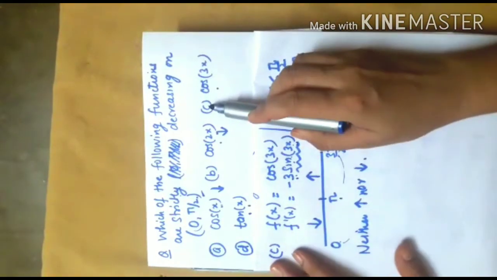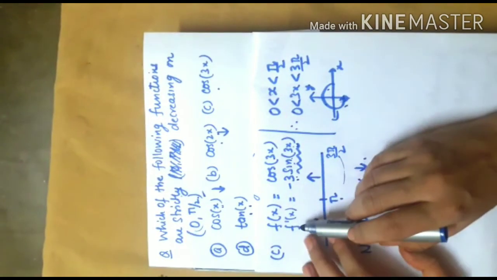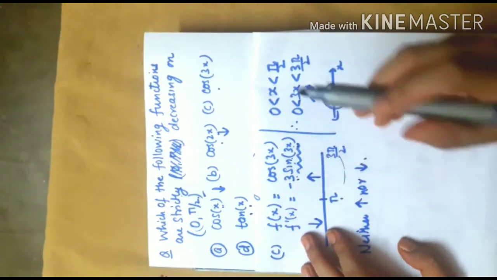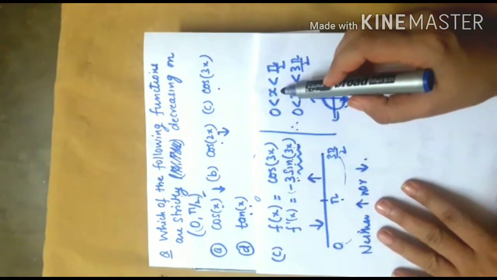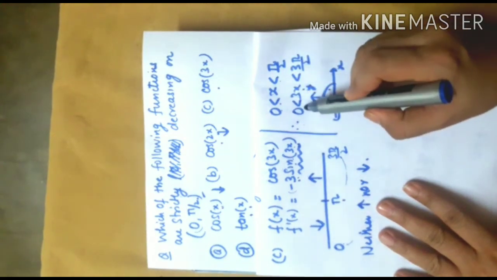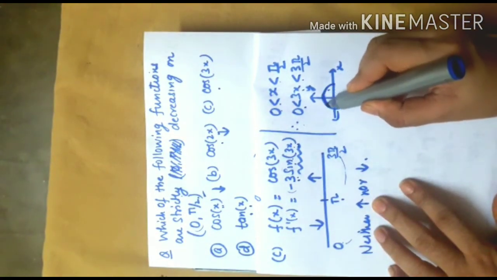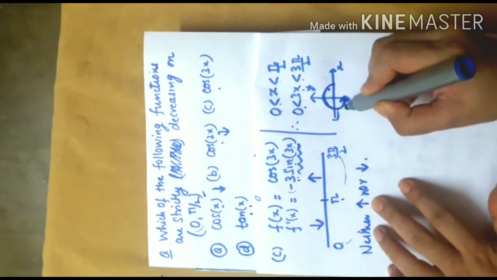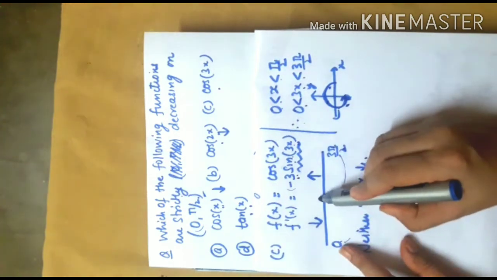Now let's take the option C. Here the function f(x) is cos 3x. I'll compute its derivative. f dash x is equal to minus 3 sine 3x. Now I have to check the sign of this derivative. Now x is greater than 0 and less than pi by 2. Therefore 3x will be greater than 0 and less than 3 pi by 2. That means 3x will lie in this part. First 3 quadrants are covered, right? Now this is 0, 3 pi by 2 and let this be pi.